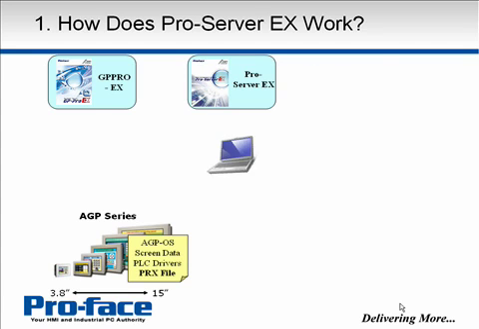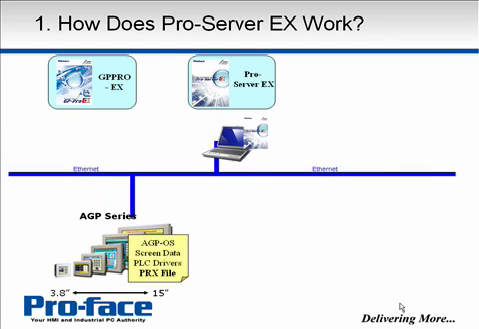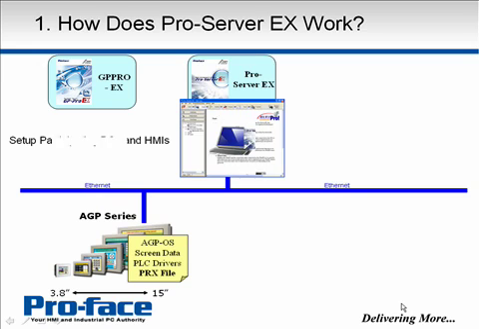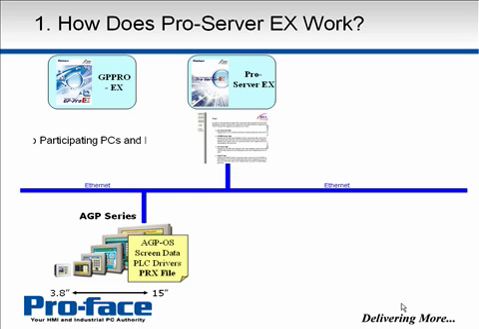To get started, we need a PC running ProServerEX, and we need an Ethernet connectivity, typically a local area network. The next step is to determine which HMIs are going to be participating in this network project, and we set those up according to the HMIs on our system.